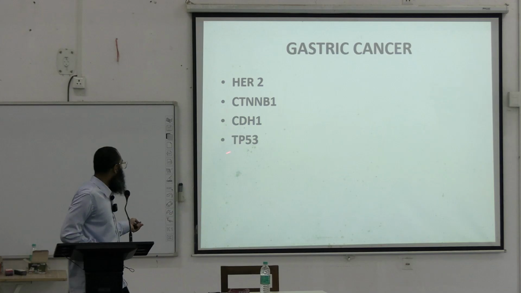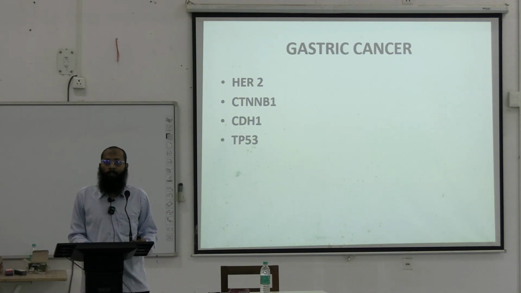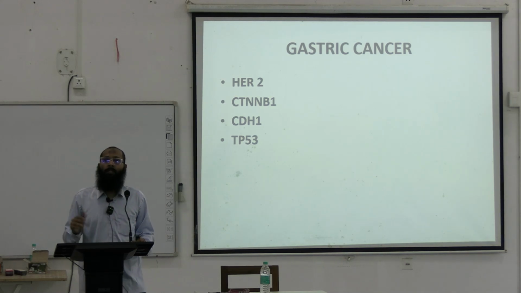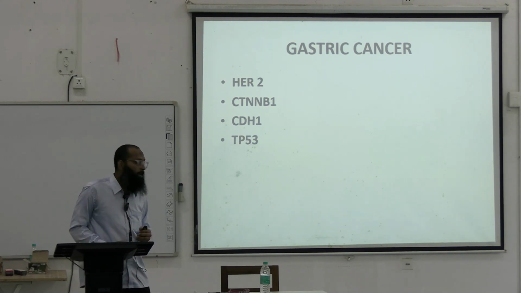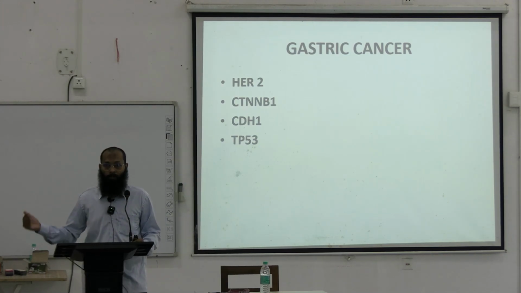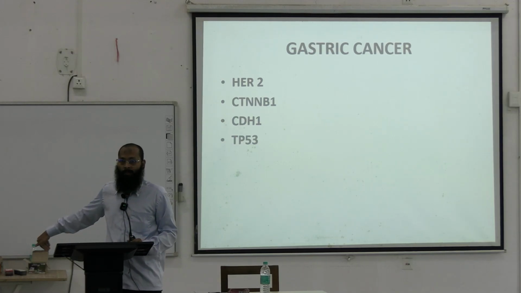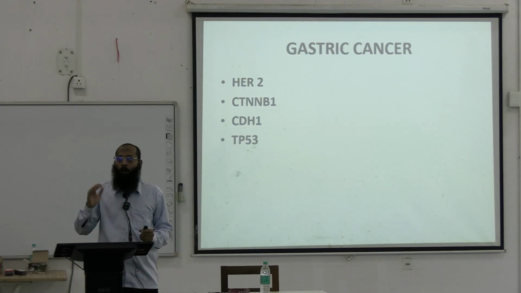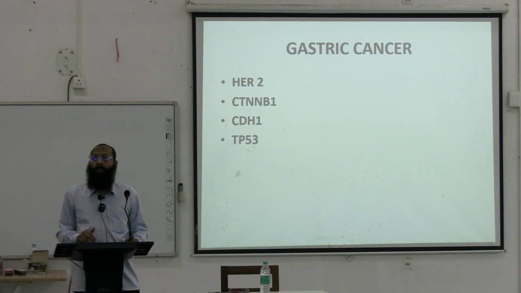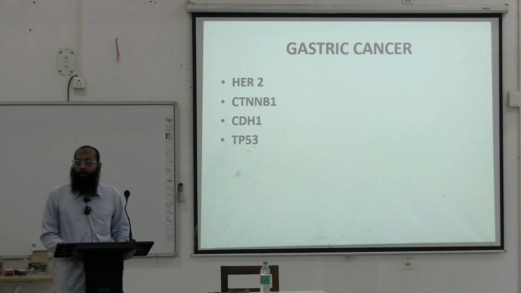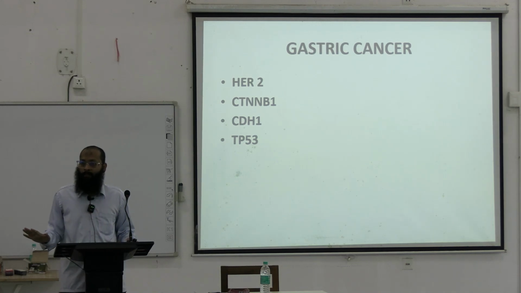If it undergoes mutation, there will be no brake on the cell. If any kind of mutation occurs, the cell will not stop the proliferation and it will lead to excessive proliferation of the cell with that mutation, and that mutation will carry over. Okay? So, these 4 genes are most commonly associated with gastric cancer. Clear? Pathogenesis, I have explained all the things. Okay?